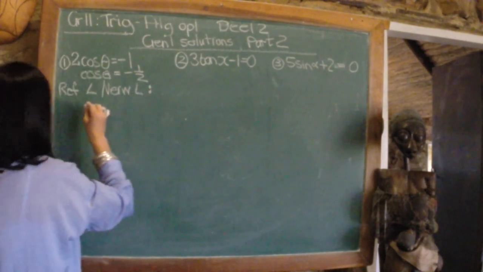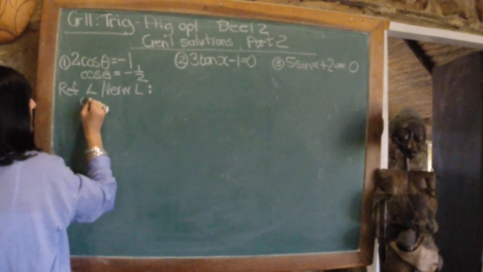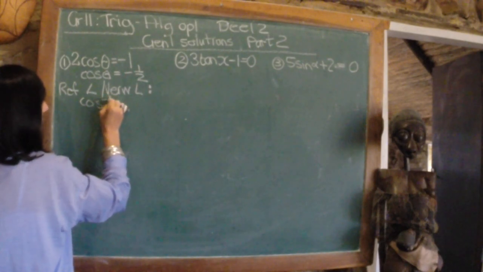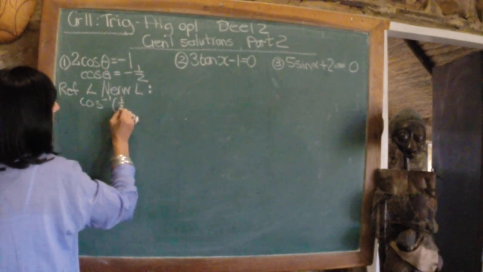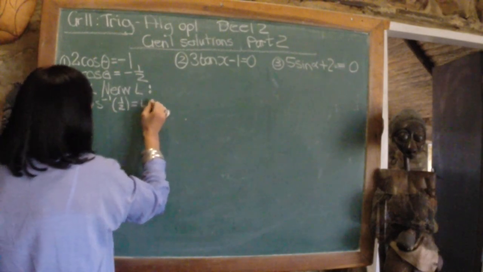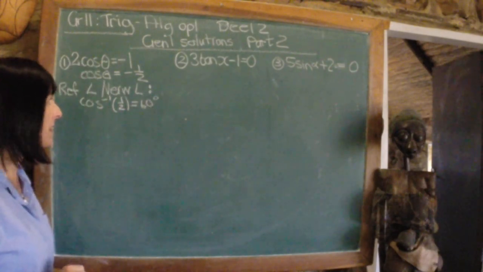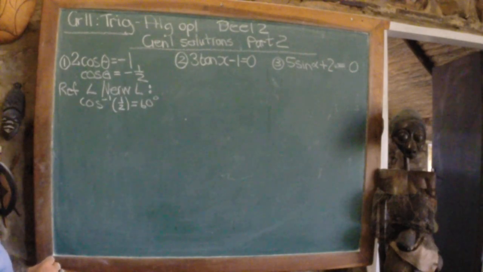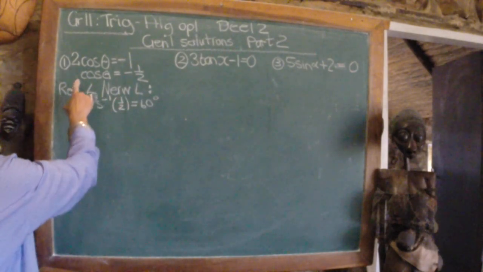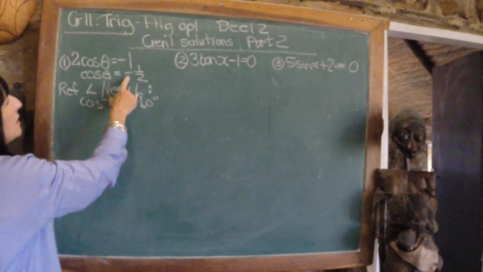Let's put our calculator in reverse mode of a half, and that gives me 60 degrees. Okay, now we're ready, and we ask ourselves, in what quadrant is the cosine function negative?